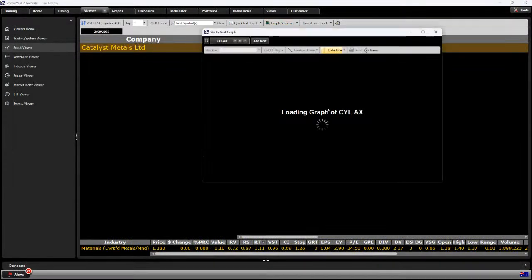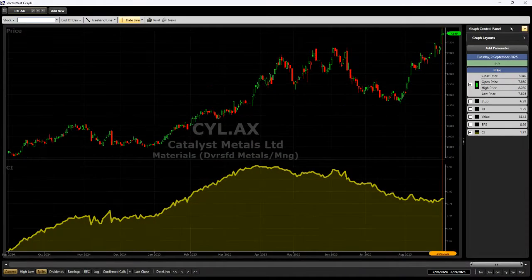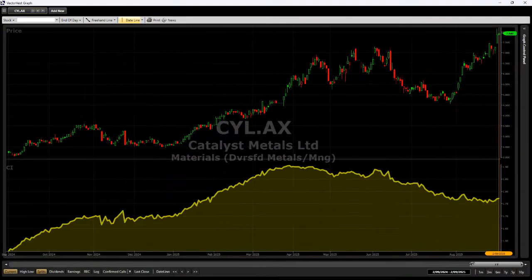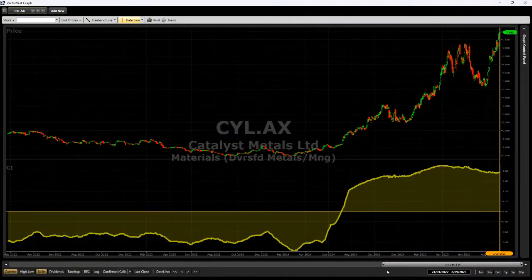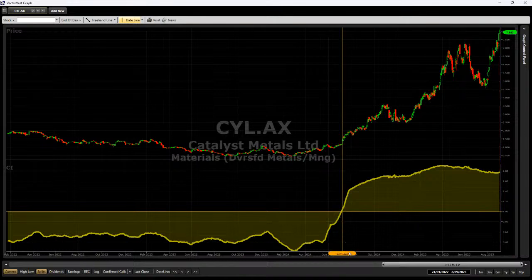Let's go and graph the stock. I'm going to put on CI. This is the Comfort Index, CI. I'm going to pull it back. And you'll notice here, it's a good time to consider getting into a stock when the Comfort Index score breaks above 1. Let's line it up exactly.